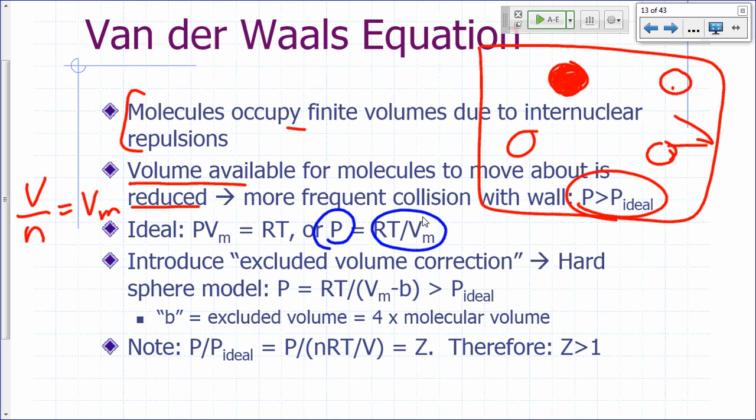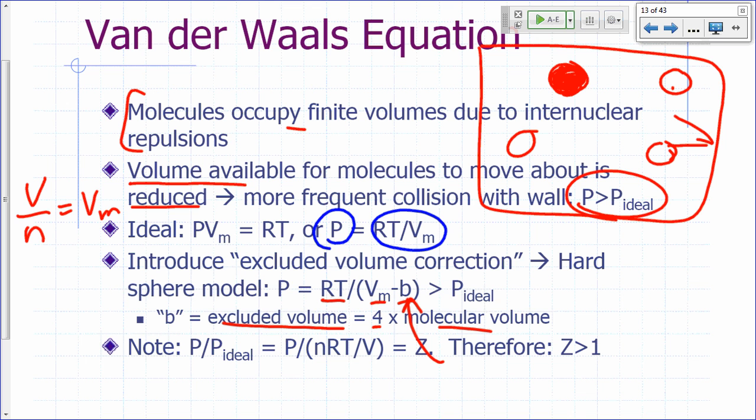Instead of RT over V sub m, you write RT over V sub m minus B. So we introduce this correction factor, and that's called your excluded volume, and that is due to the size of the molecules. If you were to think of your molecules as hard spheres, then that would actually give you an estimate of the volume of the molecule. It's 4 times the molecular volume. Okay, the actual volume of the molecules themselves, not the volume of the gas, but the molecules themselves.